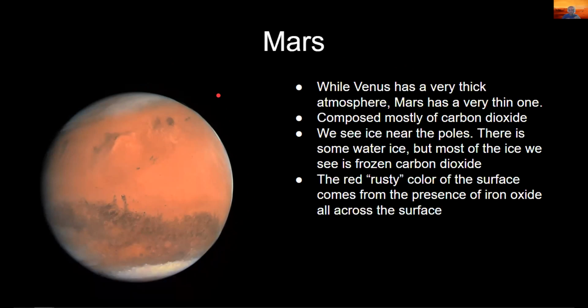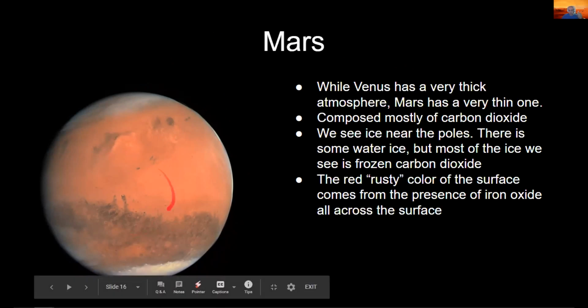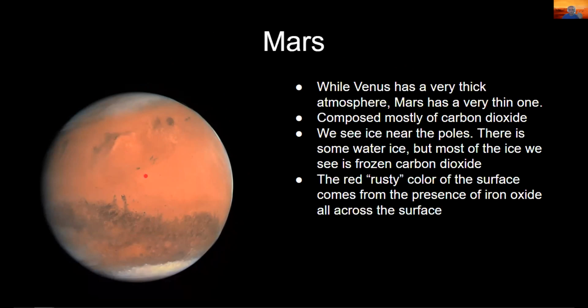It's mostly carbon dioxide ice, because the low pressure and the low temperatures in the atmosphere of Mars are the right conditions for carbon dioxide ice to be frozen, like we see there. And we also see the reddish color. That comes from iron-rich soil, a lot of iron oxide there, so rust is a good way to put it.